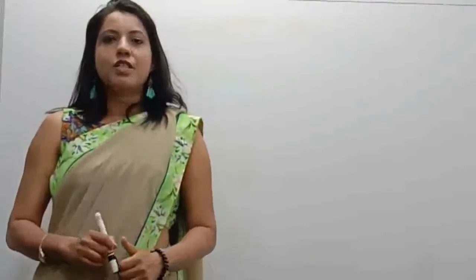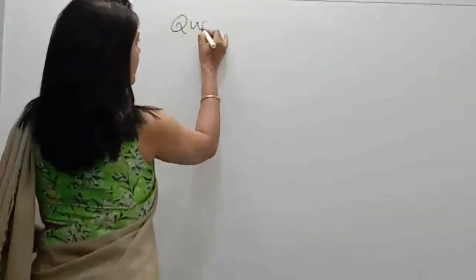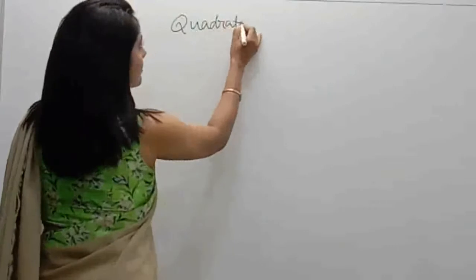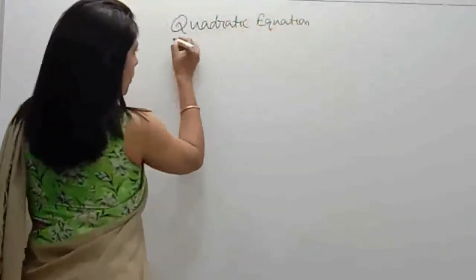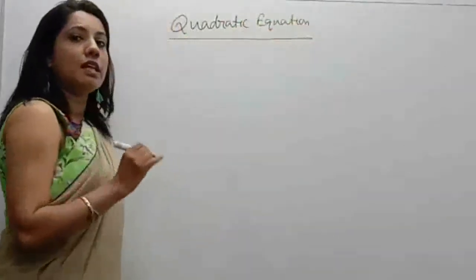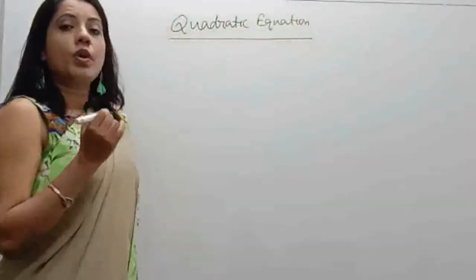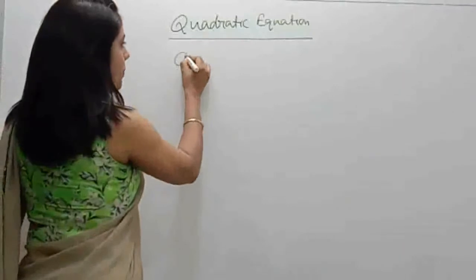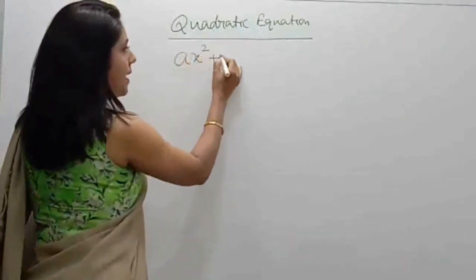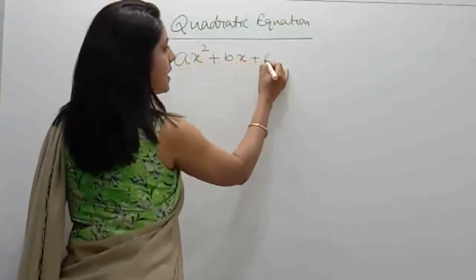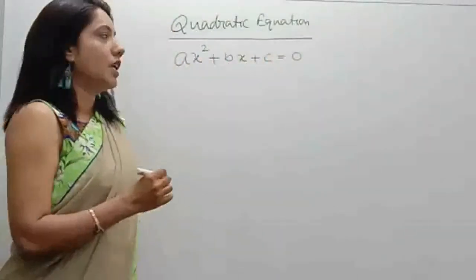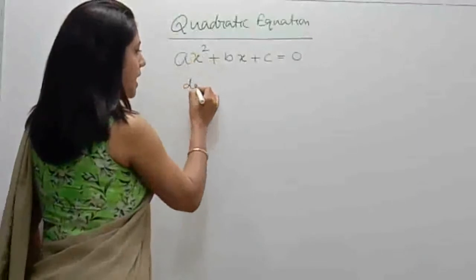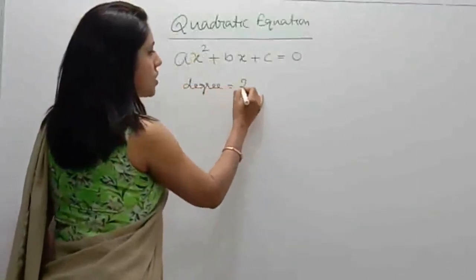So let's start with the topic Quadratic Equation. First of all, we need to know what is a quadratic equation. Any equation in this form, ax square plus bx plus c equal to 0, is known as a quadratic equation. You all can see the degree of this equation is 2.